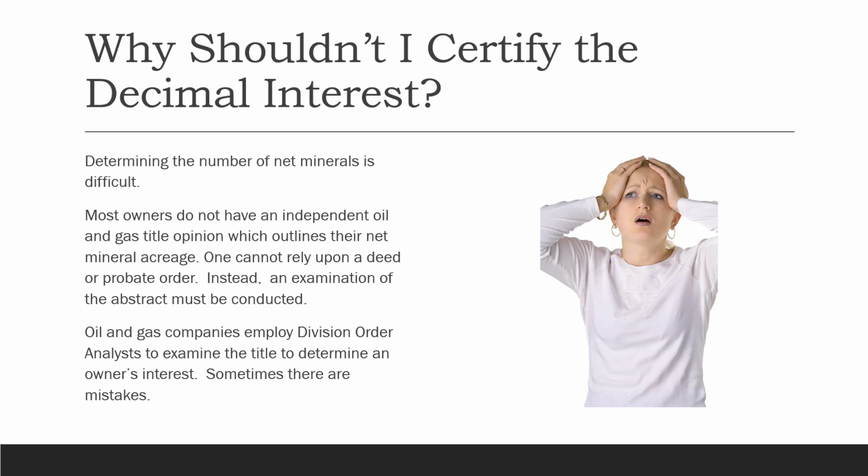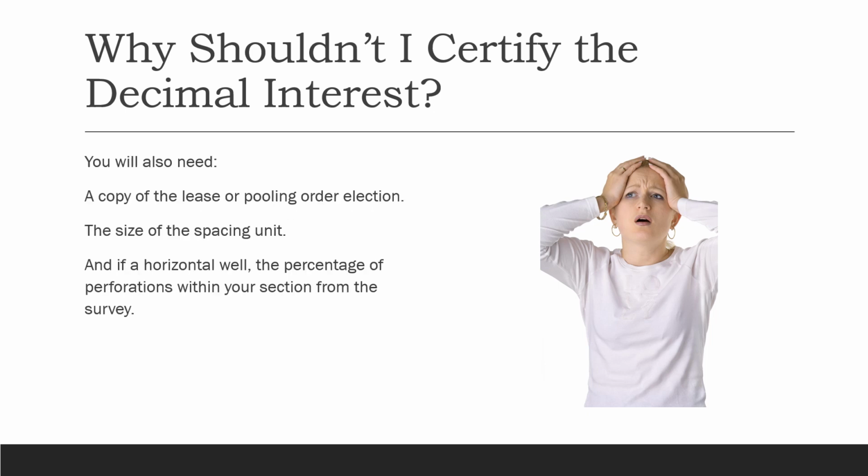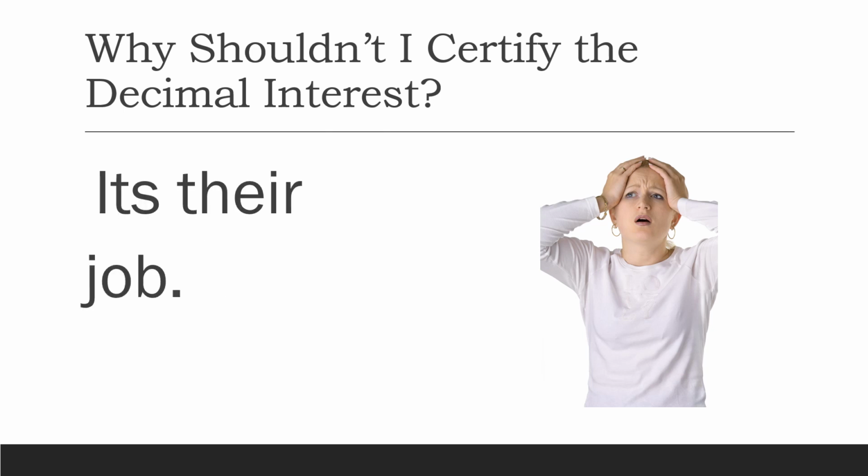Oil and gas companies employ division order analysts to examine title and determine the interest. These are highly trained individuals who receive a lot of training on how to do this. However, they do make mistakes sometimes. You will also need a copy of the lease or pooling order, the size of the spacing unit, and if it's a horizontal well, the percentage of perforations within your section from the survey. And finally, it's their job to determine that. There's nothing in the law that says you have to certify that they did their job right.